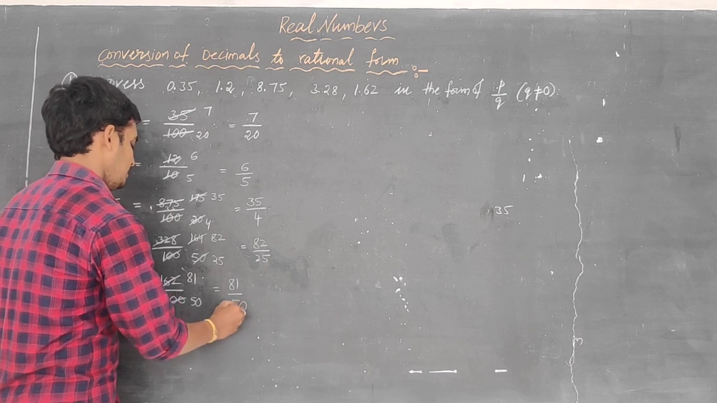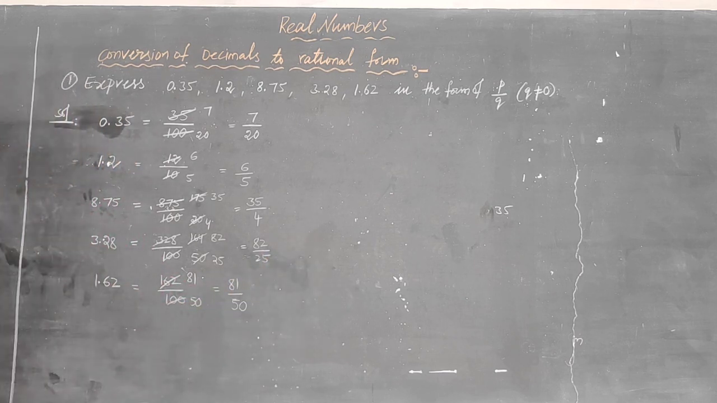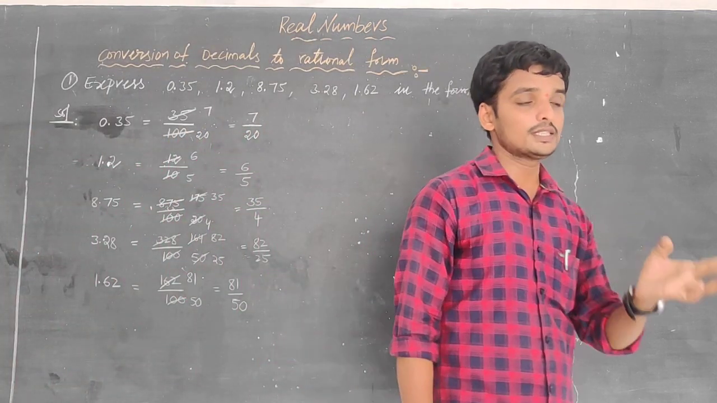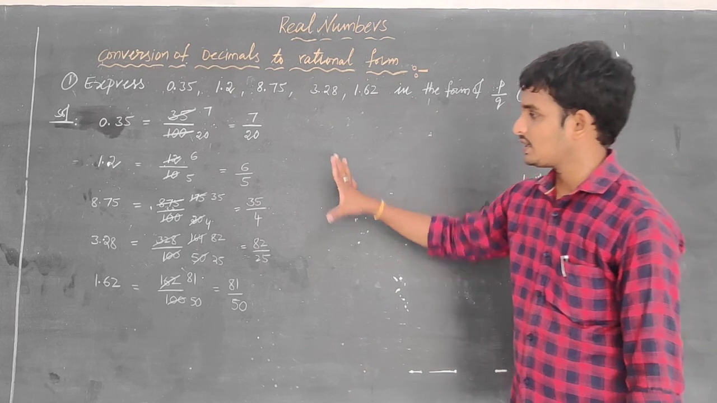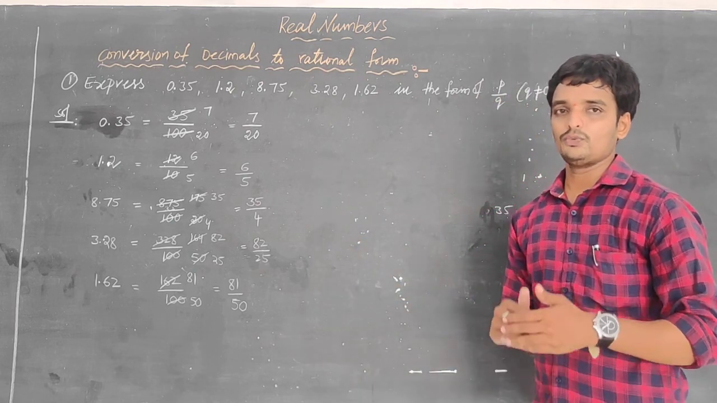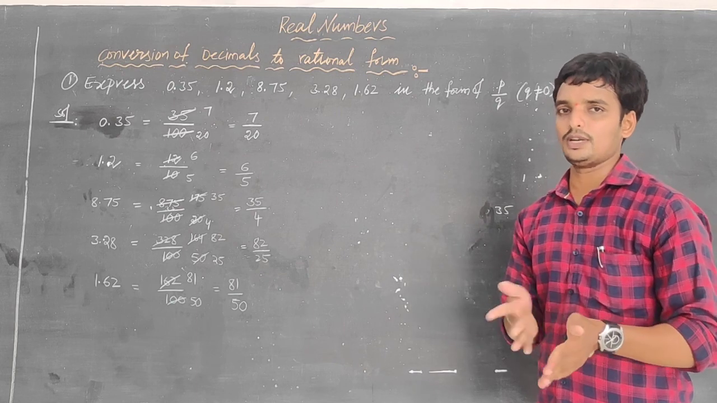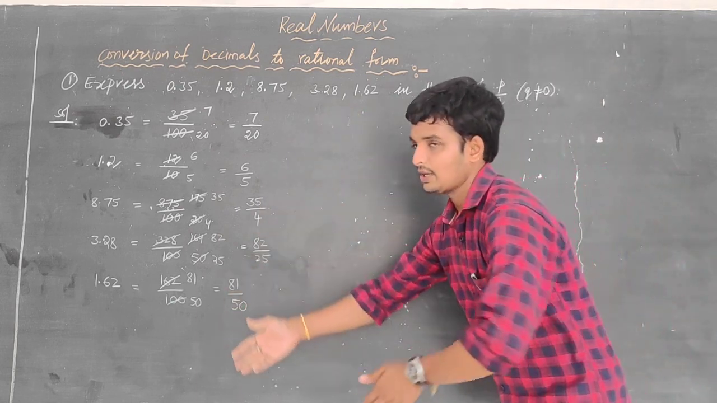These are the conversions of decimal numbers into p by q form. These are terminating decimals. We have a different method for non-terminating recurring decimals. We will discuss that. So this is the way I am telling you again.